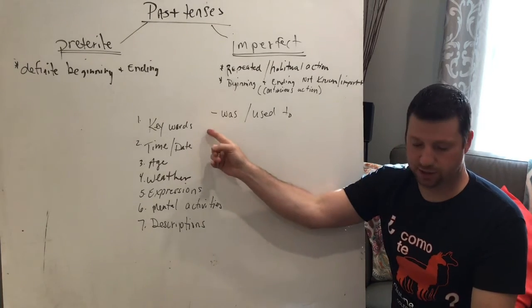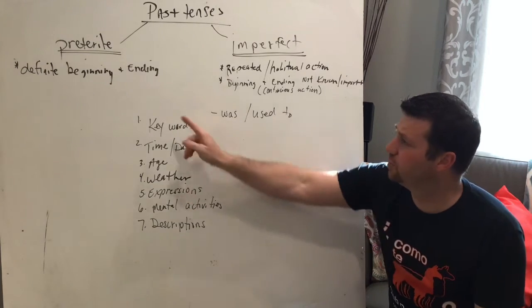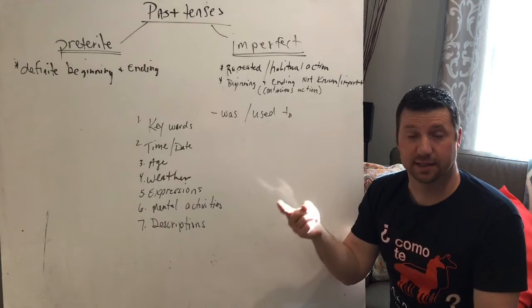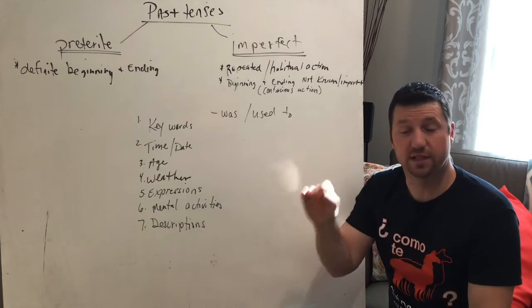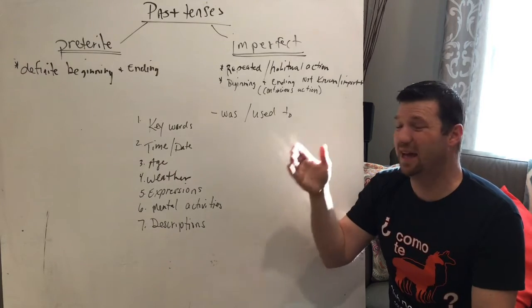So there's keywords. If you're going to talk about the preterite, some keywords in the preterite: yesterday, last night. We're giving definite, specific times something happened. Yesterday, I went to the store. Last night, I ate sushi.